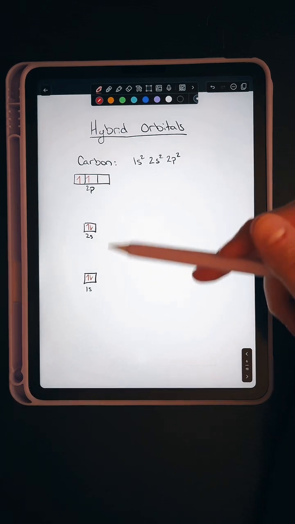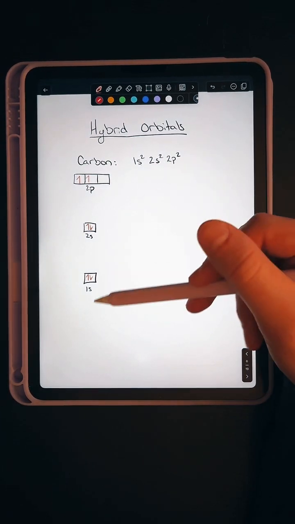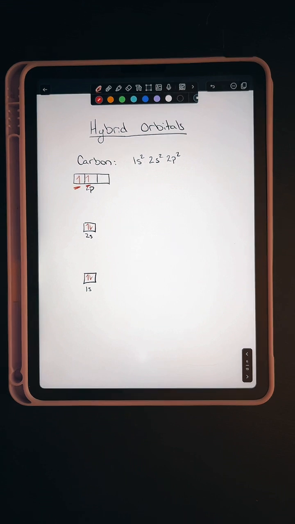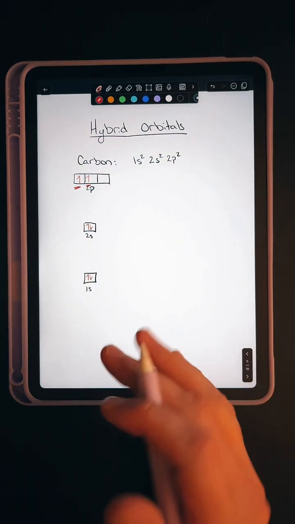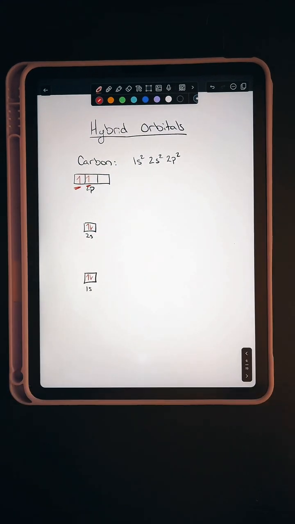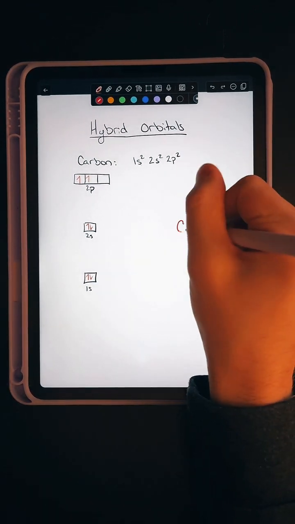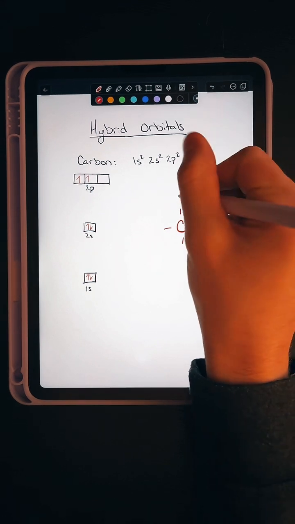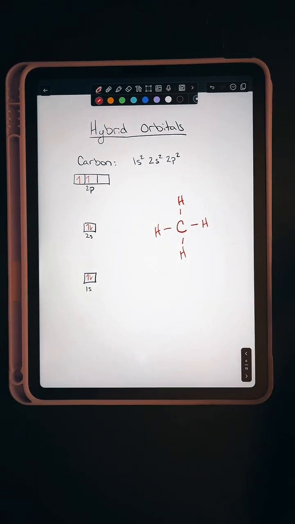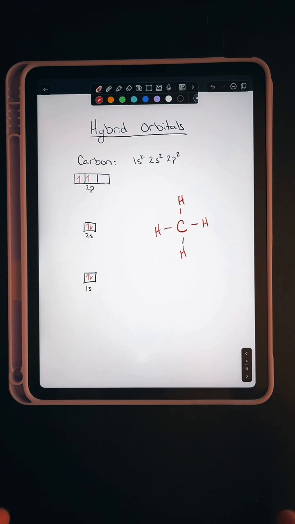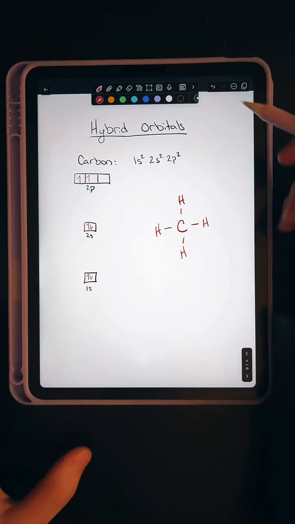Now, carbon, with its electron configuration and molecular orbital diagram, has 2 unpaired electrons, meaning theoretically, it can only form 2 bonds. But we've done examples throughout the night tonight of carbon forming 4 bonds. In fact, carbon loves to form 4 bonds. Methane, for instance, has 4 bonds, and it's something that we can actually test for. We know that carbon has 4 bonds, but how can it form 4 bonds if it only has 2 unpaired electrons? This is where we get into a mixture of those orbitals.